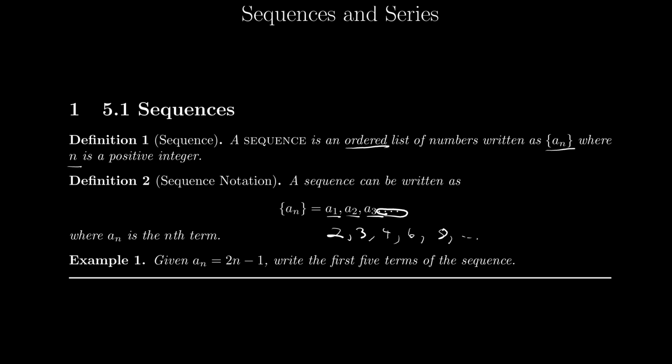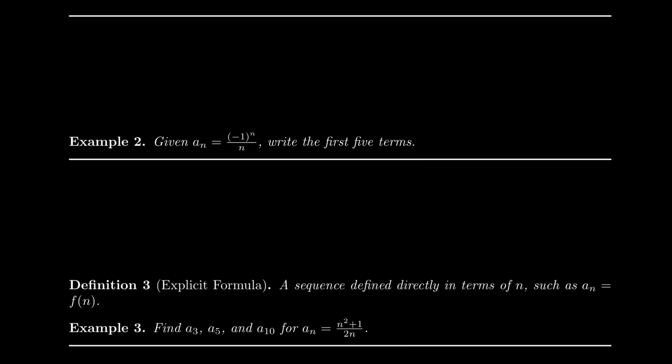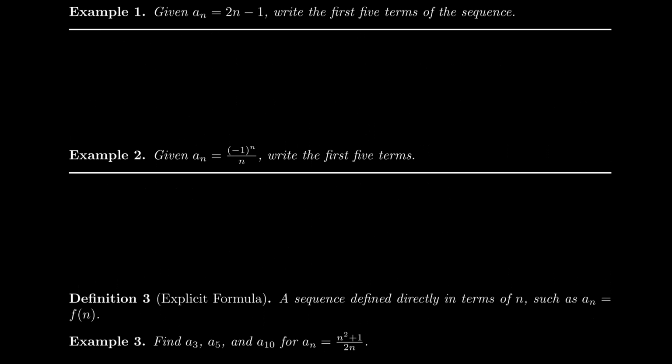Now, let's switch over to a nice little blue, and let's look at an example. Given a sub n equals 2n minus 1, let's write the first 5 terms of the sequence. So it looks like this. We're going to plug in n equals 1, 2, 3, 4, 5 to this. First we're going to plug in 1, then 2, then 3, then 4, then 5.